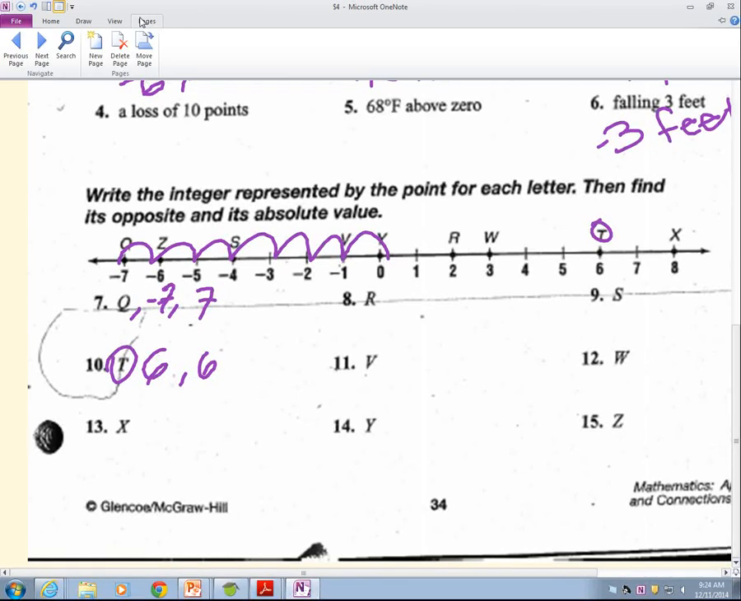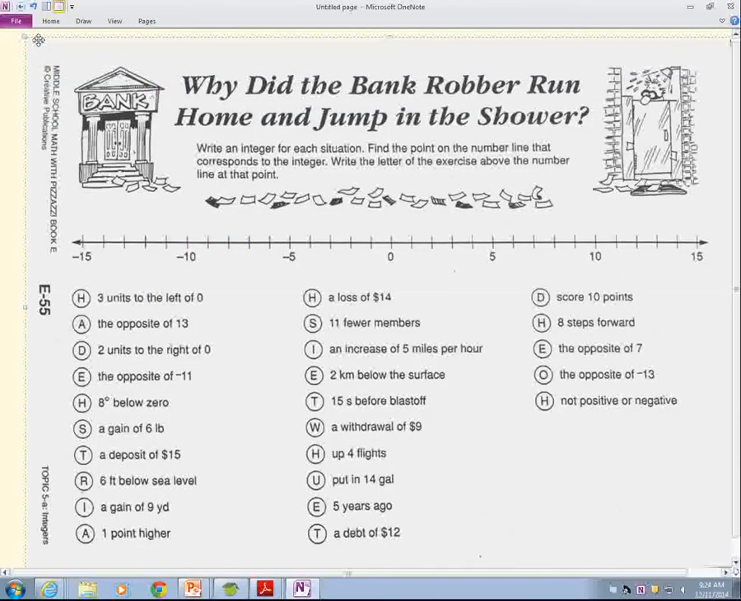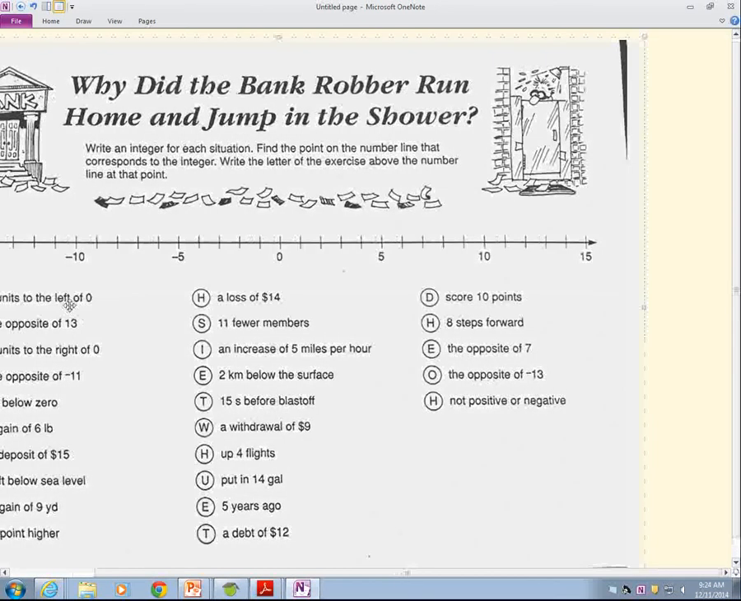Let's look at the homework. We'll do a bit of an example here. So here's the homework. It said, why did the bank robber cross the road? Just kidding. Why did the bank robber run home and jump in the shower? We are going to write an integer to solve each situation. Find the point on the number line that corresponds to the integer. Write the letter of the exercise above the number line at that point. So let's do H.